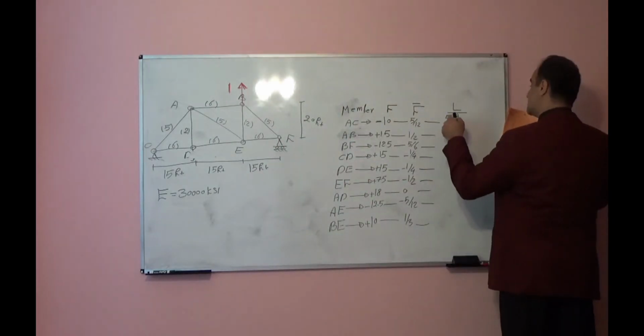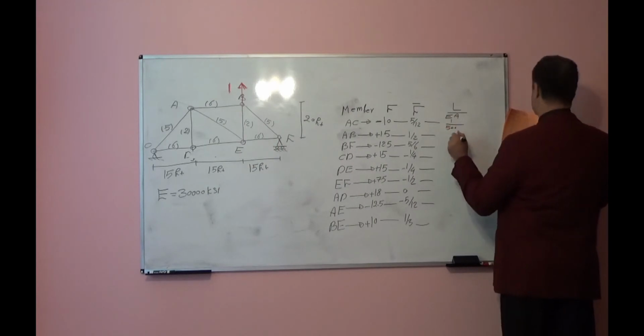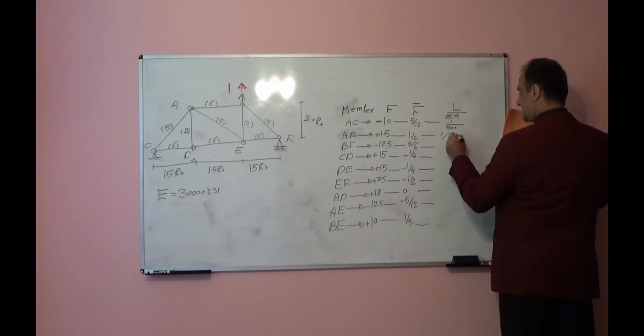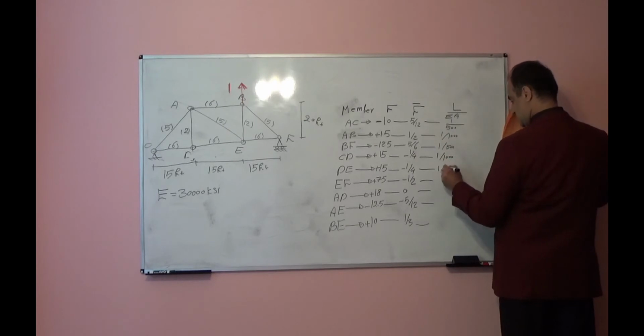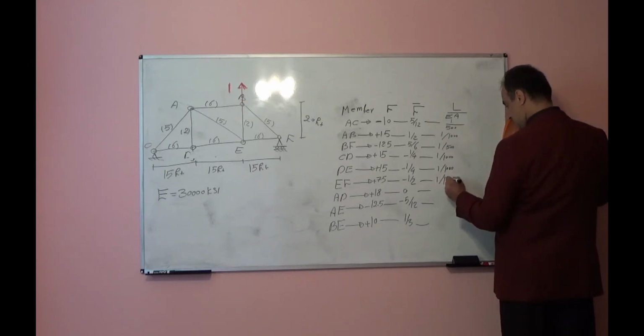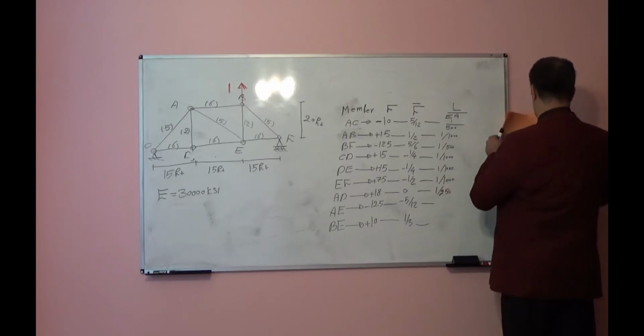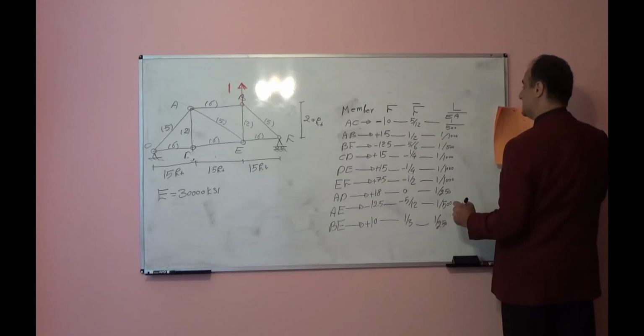Then for each member you will find L over EA. It will be 1 over 500, 1 over 1000, 1 over 500, 1 over 1000, 1 over 1000, 1 over 1000, 1 over 250, 1 over 500, 1 over 250.